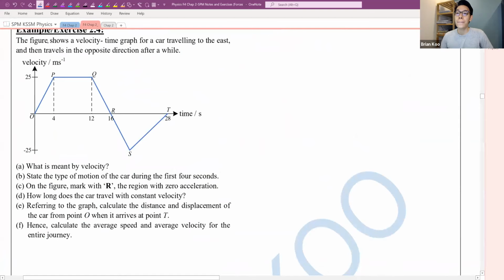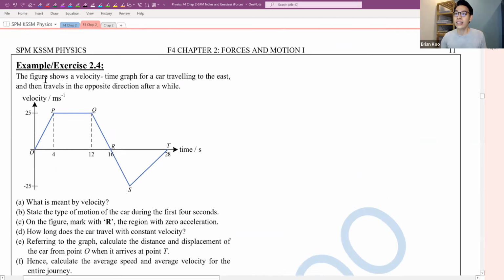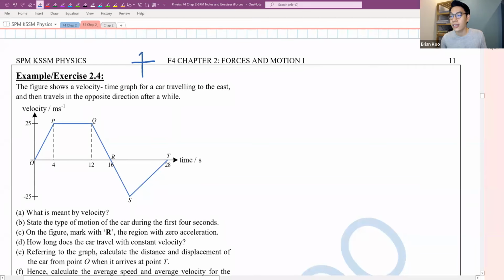The figure shows the velocity-time graph of a car traveling to the east. In case you have forgotten, this is north and south, and this is east. This one is west. So east means to the right side, and west means to the left. And then it travels in the opposite direction for a while. The opposite of east is west, so this part means west.